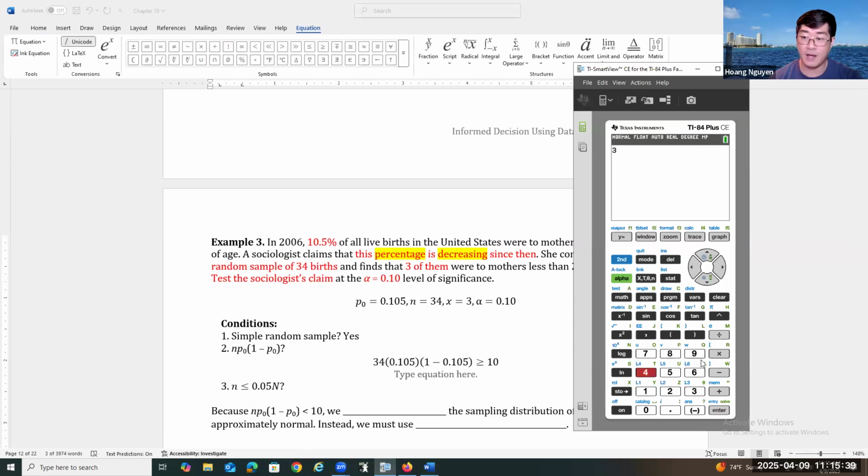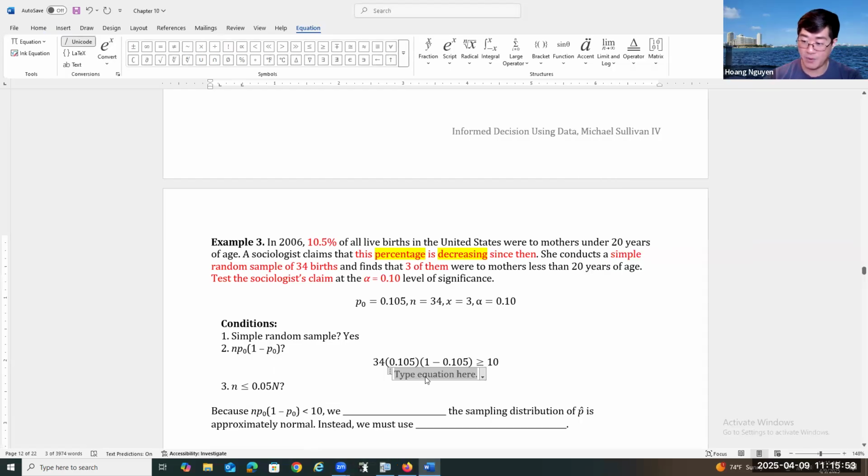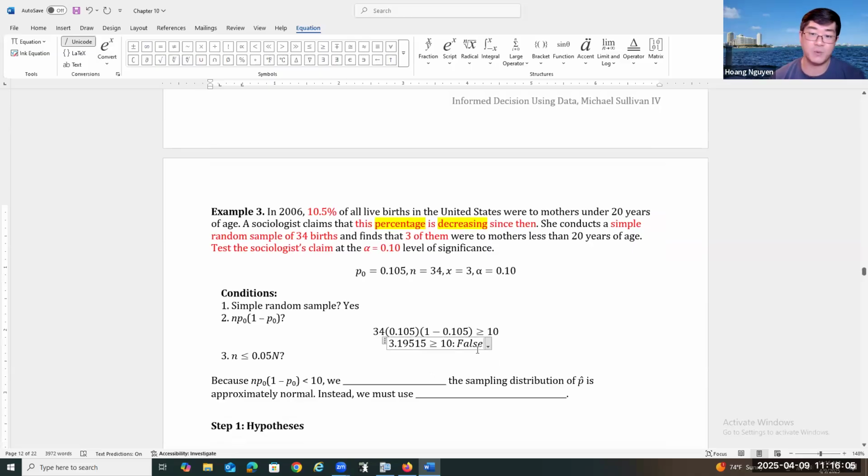So we have 34 times 0.105 times parenthesis 1 minus 0.105. This is 3.19515, it's only 3.19. So this condition is false. Okay, so the second condition is not good, because the sample size is not big enough. That's why we cannot use the normal distribution. The sampling distribution for the sample proportion is not normal.